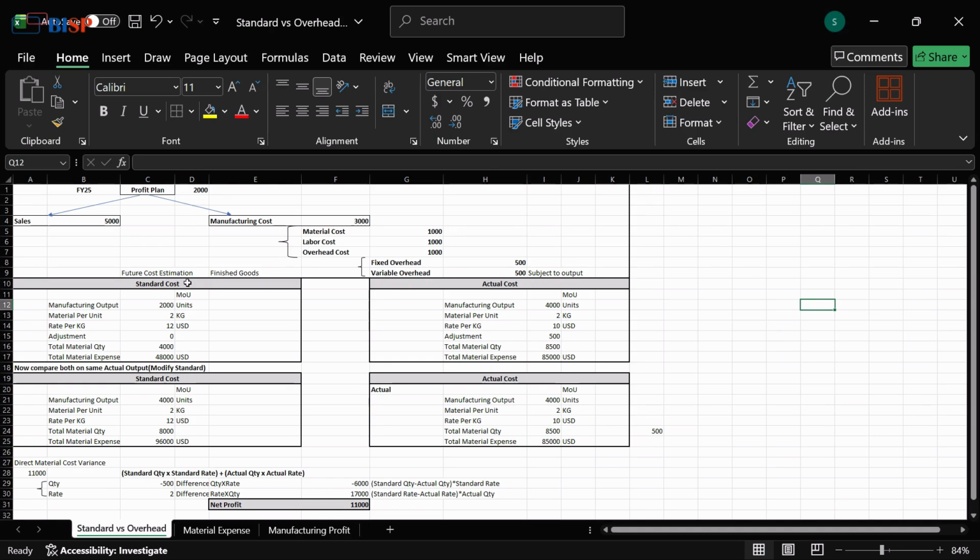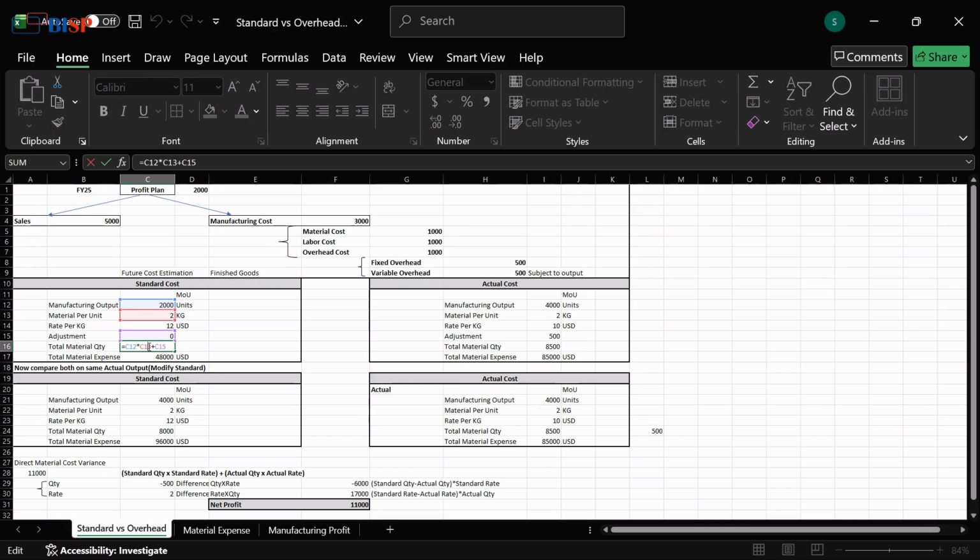Now let's understand how the material cost is calculated. I have defined some standard manufacturing assumptions. These assumptions include manufacturing output, material per unit, rate per kg, and manual adjustments. Using these inputs, we calculate the total material expense. The formula is very straightforward. First, we calculate the total material quantity, manufacturing output multiplied by material per unit. And then, total material quantity multiplied by rate per kg gives us the total material expense.